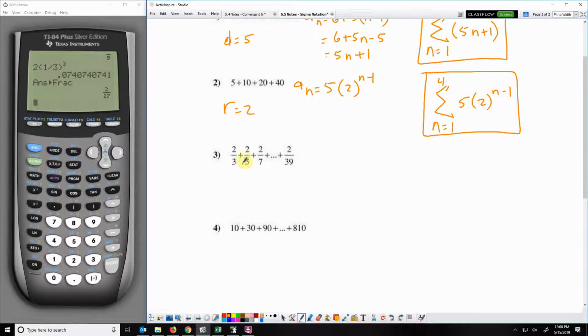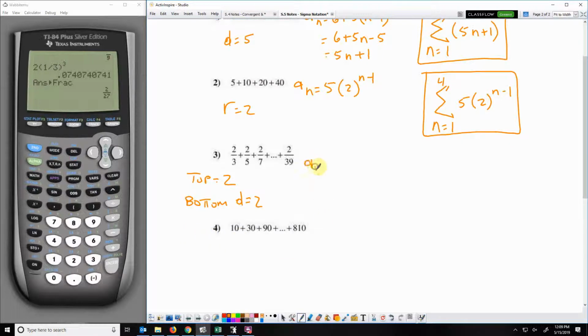Next one, it looks like we've got a common ratio of 1. It's not really changing anything up there, but on the bottom we don't have a common ratio. It looks like we have a common difference of 2. So the top is always just going to equal 2, and on the bottom we've got a common difference of 2.